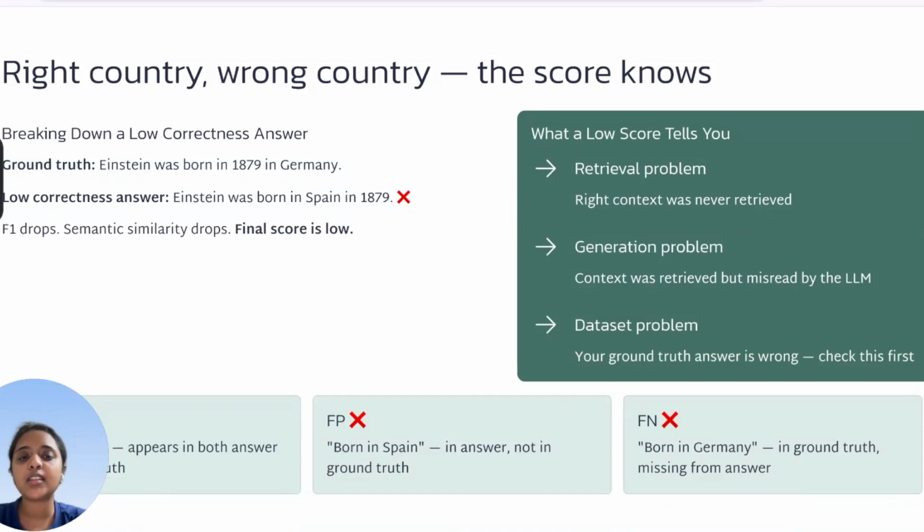The score tells us the retrieved chunk was incorrect, that the retrieval has an issue. Or a generation problem: the context was retrieved but misread by the LLM. That can also happen. The LLM may not understand the intent. Or a dataset problem: the ground truth itself is wrong. We have to go back and check the dataset.